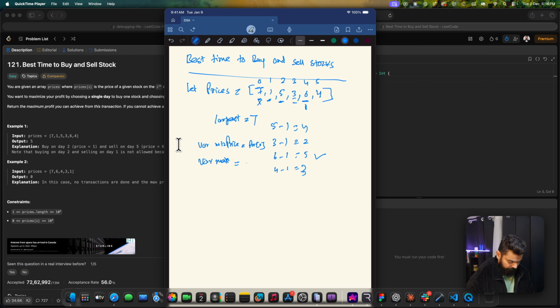So in the maximum I'm setting 0 because I don't have any profit right now. So initially I'm going to set it totally 0. Okay.